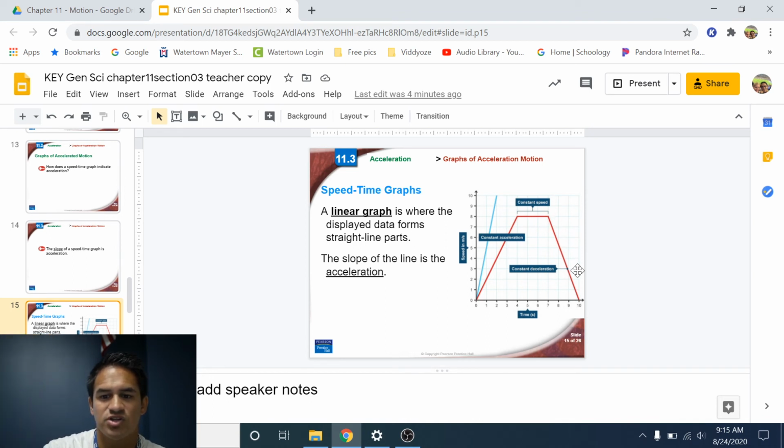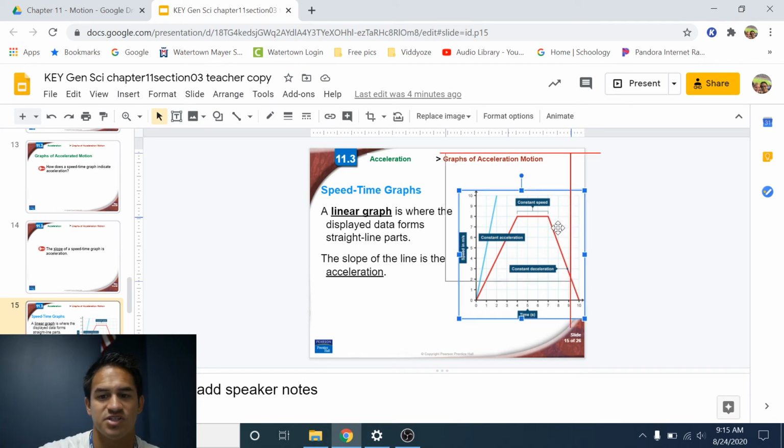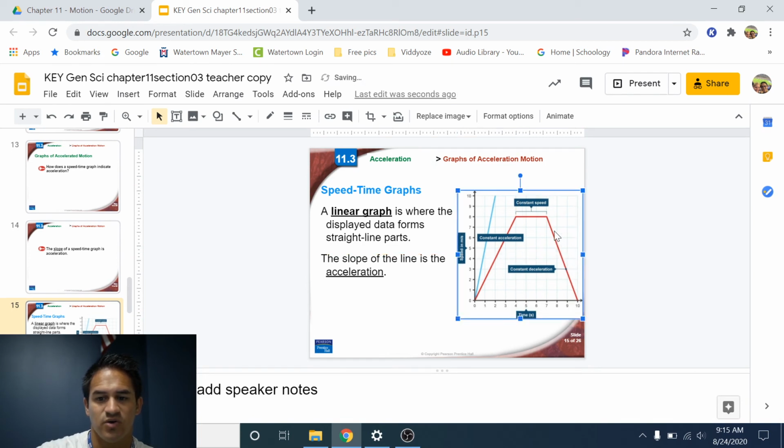And then the downward part here shows that the object is now decelerating. So it's now coming to a stop because its speed is at 8 meters per second, and then it eventually goes down back to 0, so it comes to a stop.